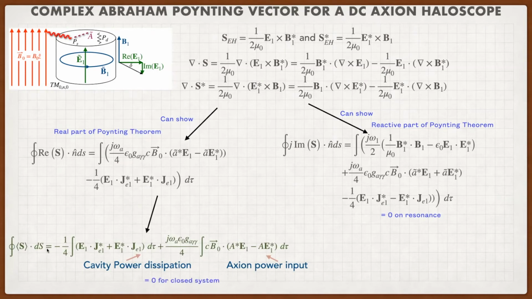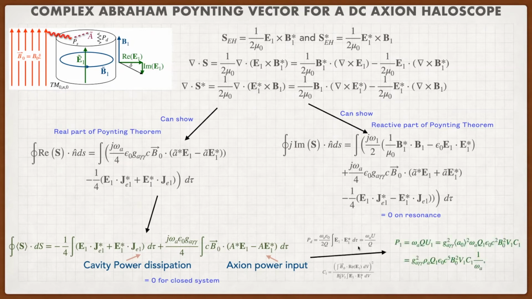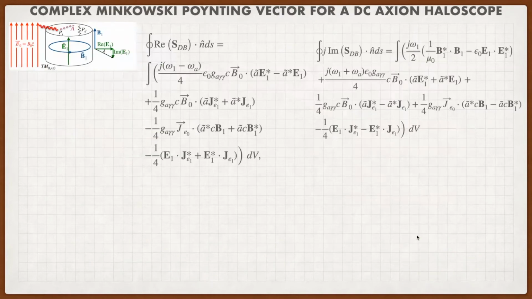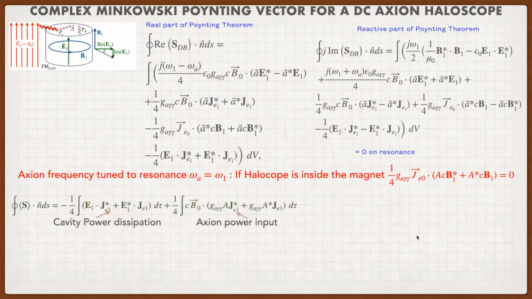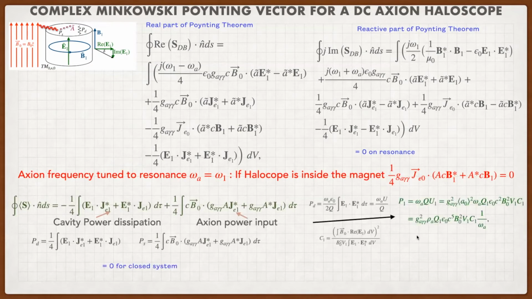If we assume there's no leakage out of the cavity, these are just equal to each other. And from this, we show in the paper, this gives you no power output for a Sikivie haloscope. We can do the same for the Minkowski Poynting vector. We've got the real part and the reactive part, and the reactive part we can confirm equals zero on resonance, and we get a similar formula, a little bit different, but when we look at it, it's exactly the same, and we get the same solution.